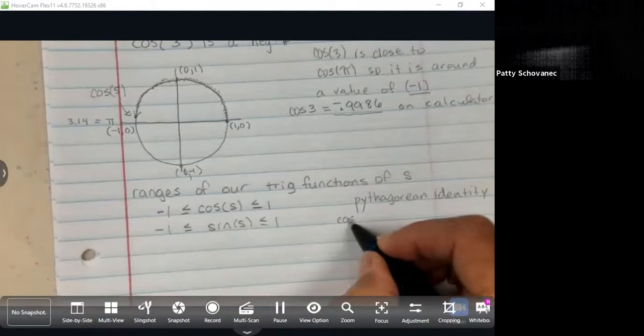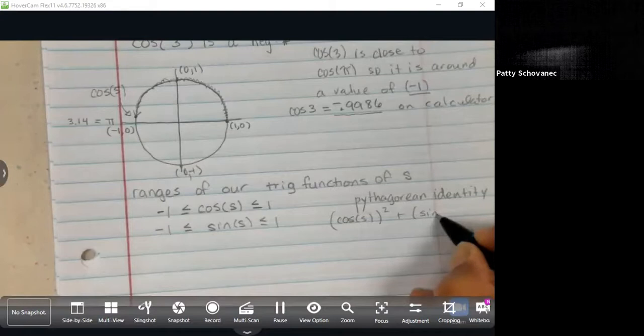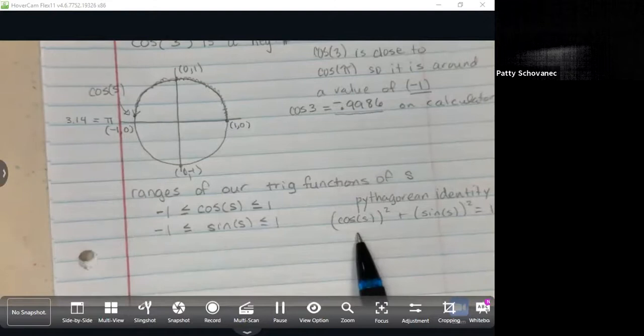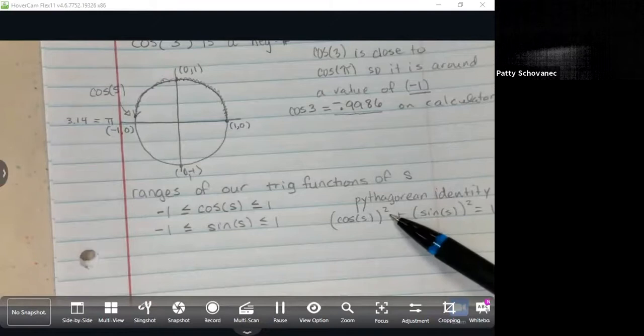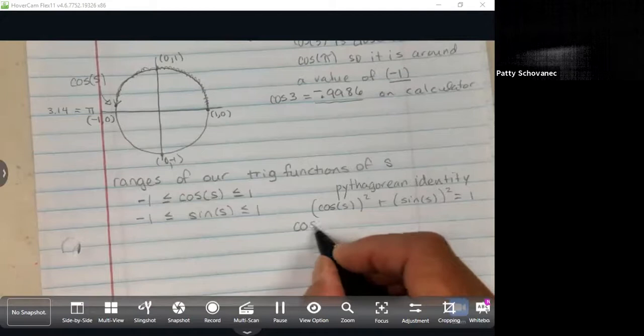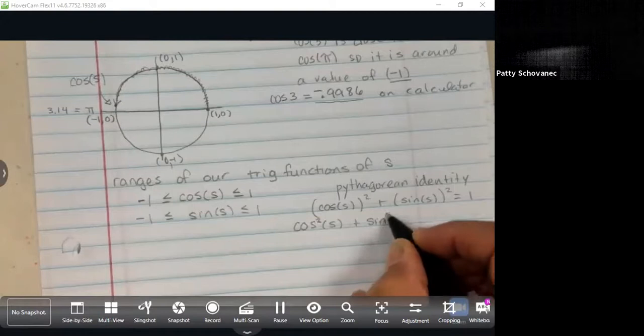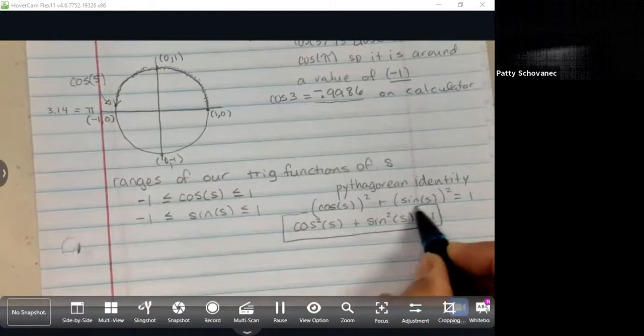That the cosine squared of S plus the sine squared of S has to be 1. They're points on the unit circle. x squared plus y squared has to be 1. We typically don't put the square outside of parentheses. When you read the Pythagorean identity, the square is next to the trig function. And that just verifies that all of our points lie on the circle of radius 1.